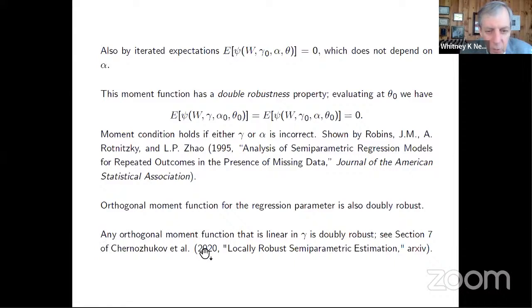Turns out, another result from this locally robust paper is that in fact, any orthogonal moment function that is linear in gamma is doubly robust. So that's one way to think about double robustness. When do you get it? You get it when you have an orthogonal moment function that is linear in gamma. And when it's not, you don't get double robustness. Anyway, there's this cool double robustness thing that you get here for this moment condition. So now you know all that you need to know about double robustness. Lots of applications of it. There are actually things called multiple robustness. So that's a nice feature of this average treatment effect.